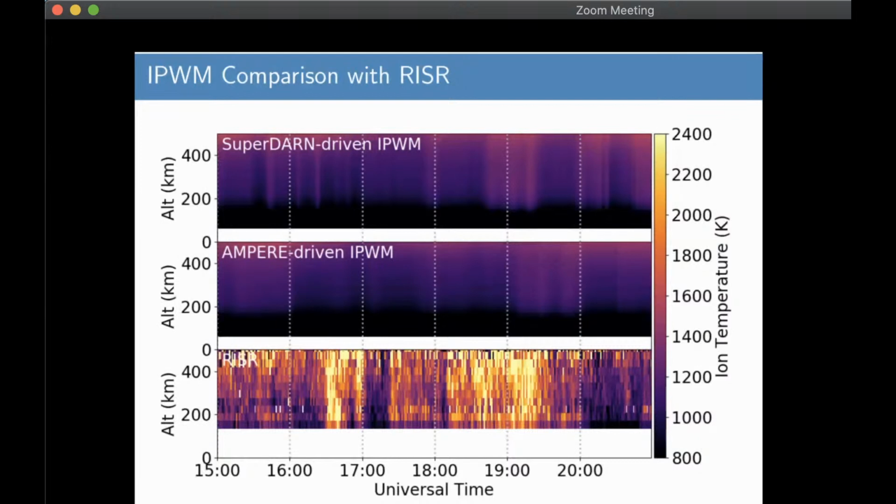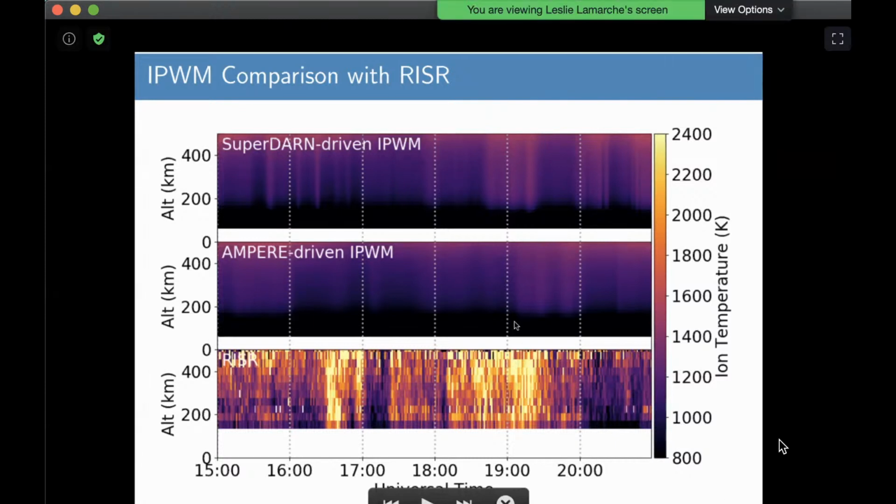Now if we go back and compare both of these runs to the RISR data, this is the same event I showed at the beginning of the talk, and this is the enhancement that occurs around the noon sector. You're seeing that in neither case does IPWM really capture how significant this heating is. In the SuperDARN case, you do see an enhancement here that looks like it about aligns with the enhancement we see in IPWM, although the timing isn't quite right. And for this first enhancement, there is some indication of structuring or temperature enhancements up here that might be similar. For AMPERE, there's a small enhancement in this region, which again is not really aligned with this, but it could be an attempt, or something coming close.